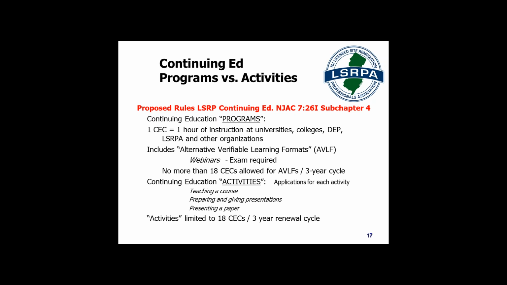An important development that everyone should be aware of, certainly LSRPs, is that the LSRP board has now promulgated rules under Chapter 26I, and you should be aware of that, but within the rules there are now definitions for programs involving continuing ed credits. Note the term program, which defines a continuing ed class and the types of credits that you can get. Also, the new term alternative verifiable learning formats is introduced. This is essentially webinars, and there are some rules involved in how to obtain credits through webinars.